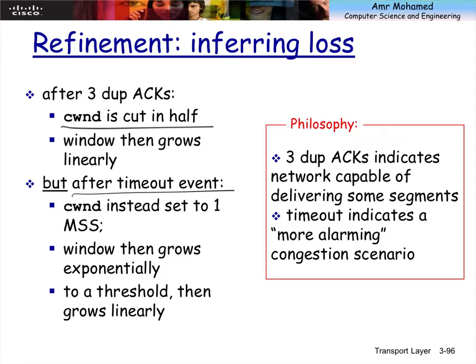After a timeout, this is extremely drastic. We drop back to 1 and start the slow start again. And again, what is the reason for this? Since we got a timeout and we're not receiving any indications from the network, it seems that there is a huge traffic jam in the network, and I had better start from scratch to give more time for the network to clear all the router buffers. So the congestion window goes back to 1, and the window then grows exponentially.